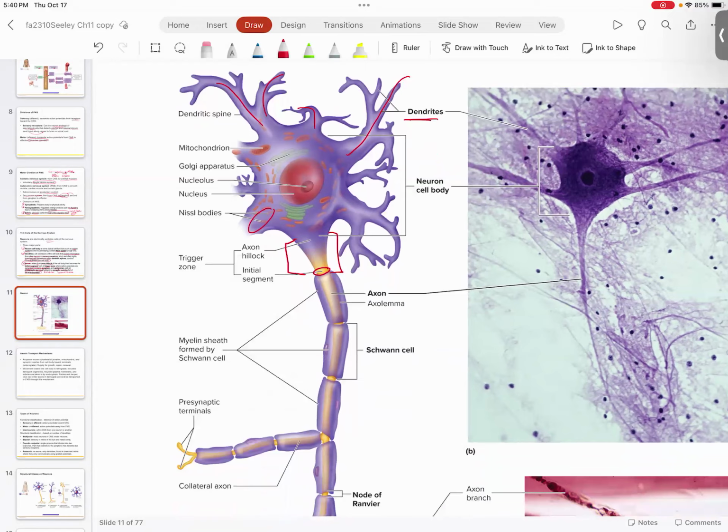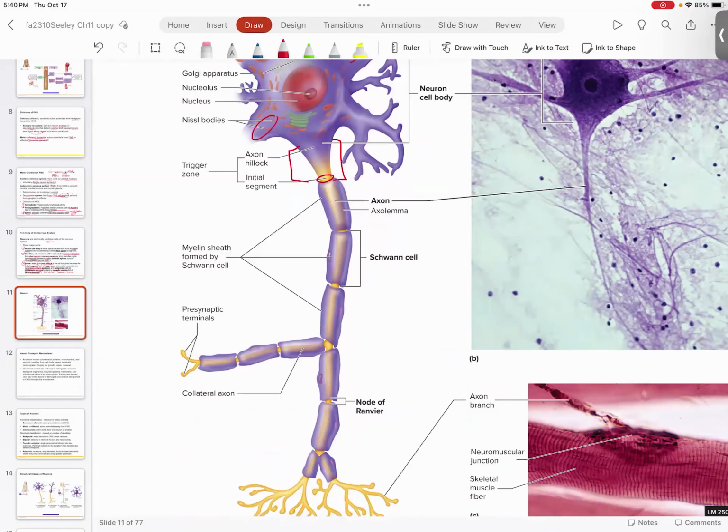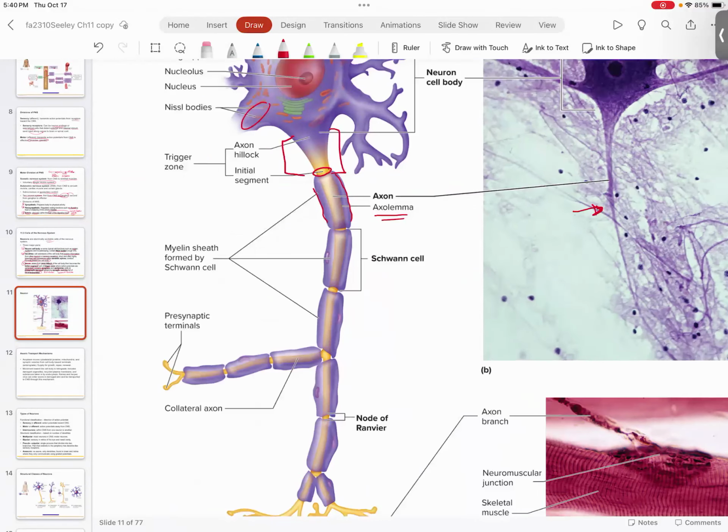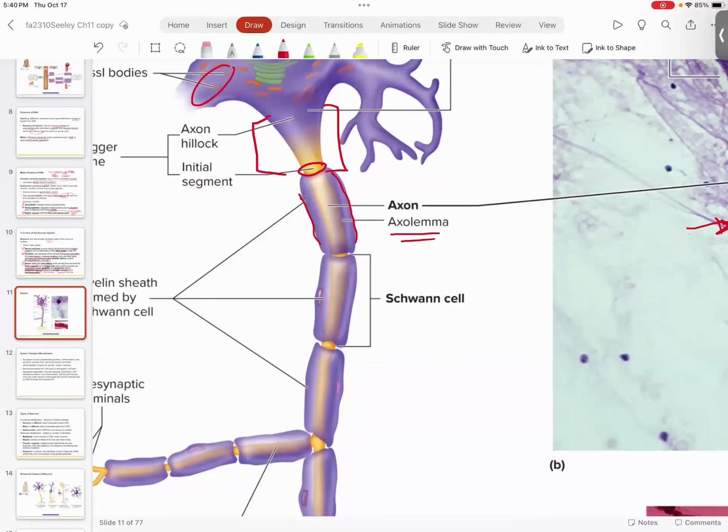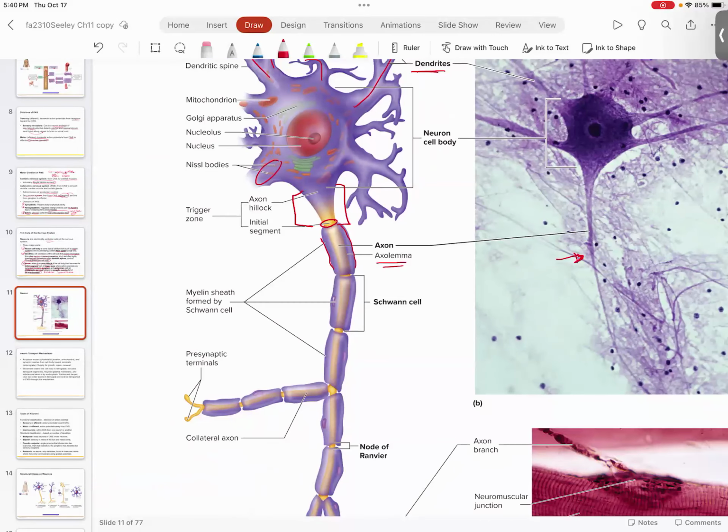And so you can see the axon basically will be this long process, the longest of them all. So this is what an actual axon looks like. You can see a very long, wispy process that's on its way to whatever its target is. And then you can see the axolemma is basically the covering of the axon itself. If you look inside, it's not pointing to the myelin sheath, it's pointing to the actual plasma membrane of the axon. So that's the axolemma.